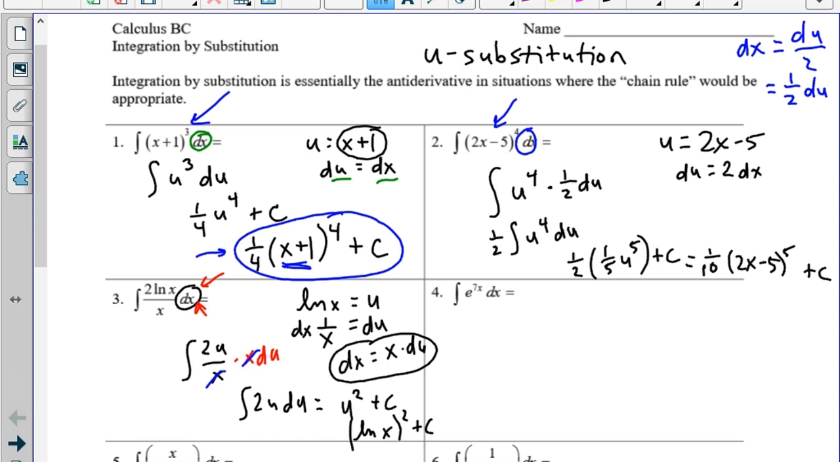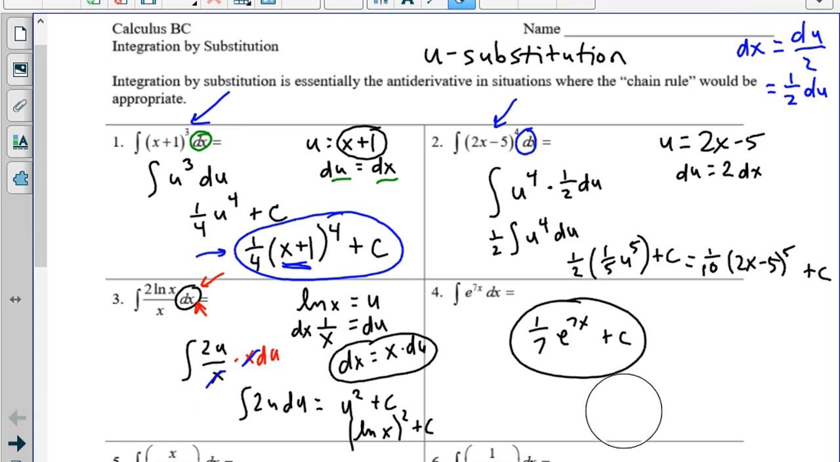Number 4, we probably can tell that the answer is going to be 1/7 e to the 7x plus c, because if I take the derivative of this, I end up with 7 times 1/7 e to the 7x, which ends up just being e to the 7x. But I'll show you what u would be just to do it kind of quick.